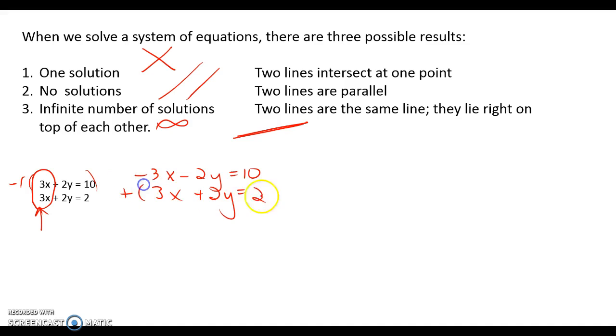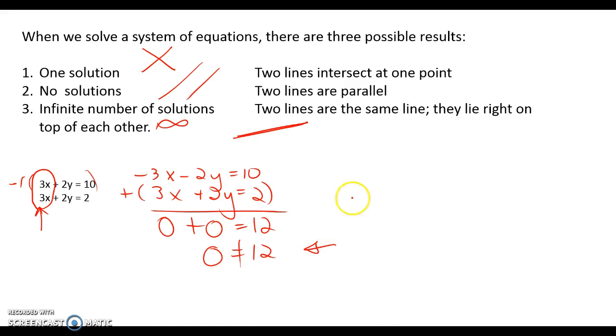So let's add these together and see what happens. Well, negative 3x plus 3x is 0. Negative 2y plus 2y is 0. 10 plus 2 is 12. 0 equals 12. Is that ever true? No. 0 does not equal 12. If you get something like this as your result, and the x and y's drop out, this means there are no solutions. And if we graph these two lines, we would find that they're parallel.